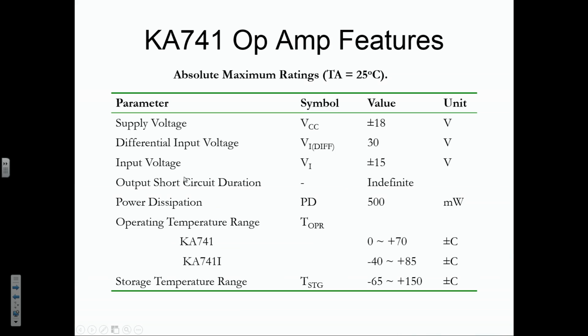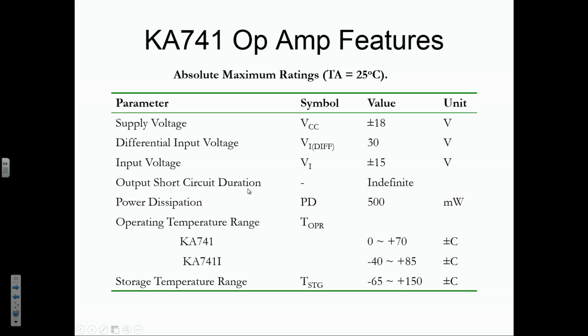So let's talk about some of these features of this op-amp. Note that the absolute maximum ratings are given here, and this is at an ambient temperature of 25 degrees C. So basically room temperature is the temperature at which all these things are true. Supply voltage plus or minus 18 volts. That's the range over which the supply voltage can operate. The differential input voltage, 30 volts. The input voltage plus minus 15. Okay, the difference between those two is 30.